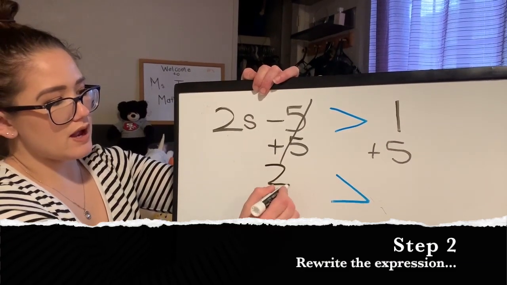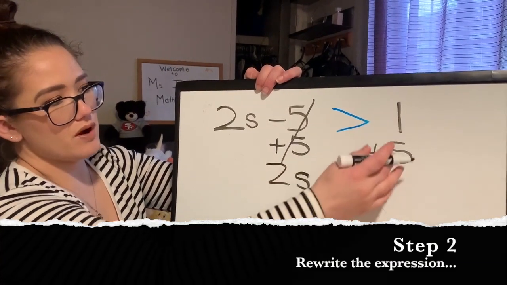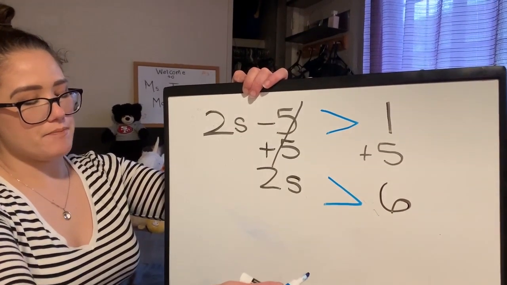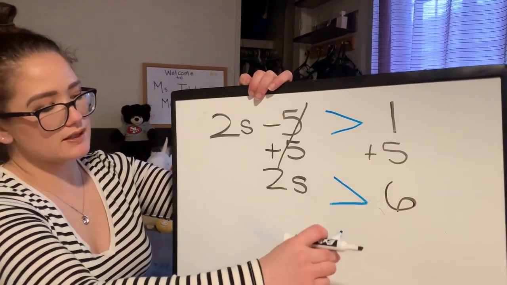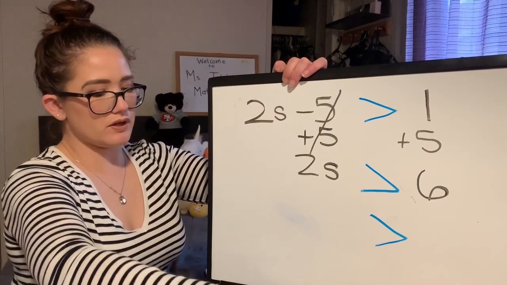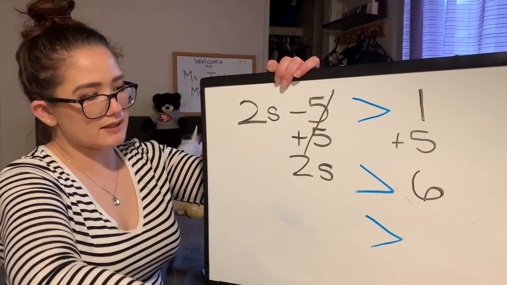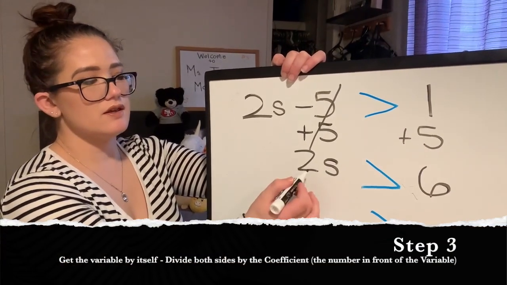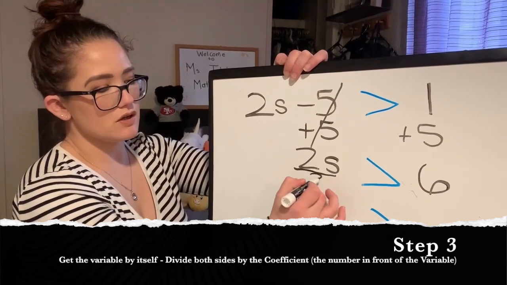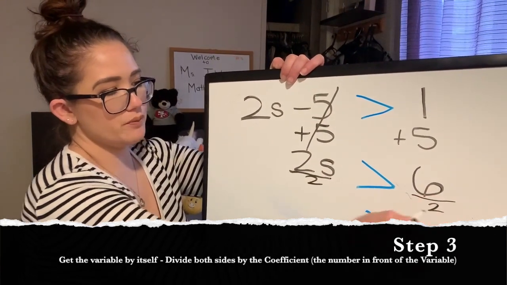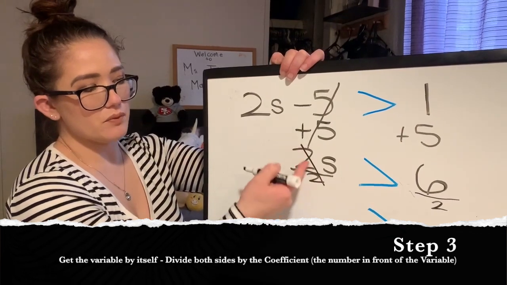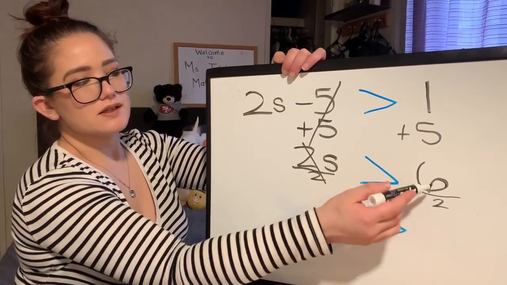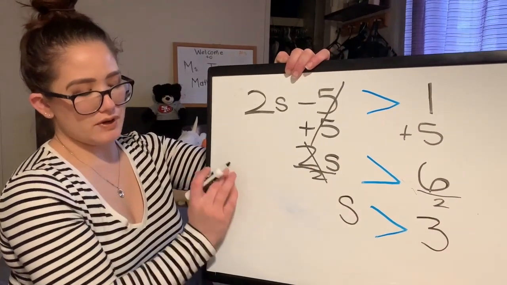So we're left with 2s on the left side, and 1 plus 5 is 6. So now we have 2s is greater than 6. Again, I'm going to add my inequality down here because the next thing I want to do is get s by itself. So 2 times s, the inverse of multiplication is division. So if I divide both sides by 2, that will cancel out to be 1. 2 over 2 is 1s is greater than 6 divided by 2 would give me 3.